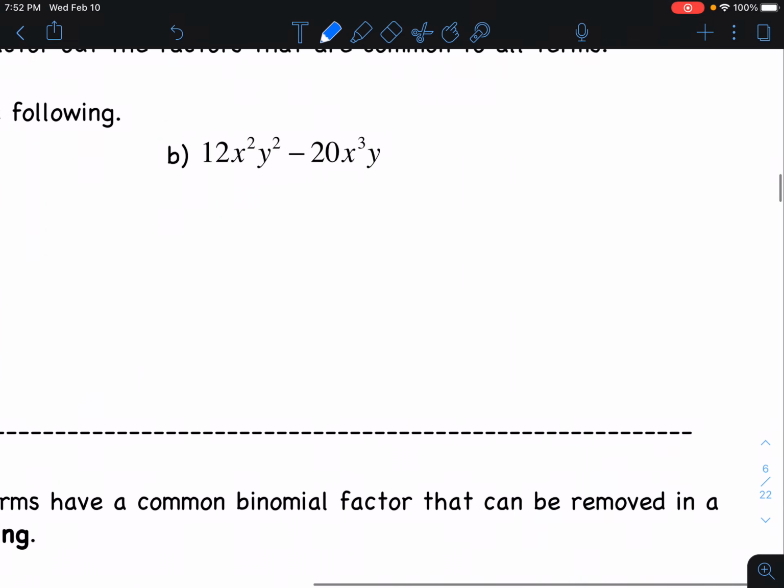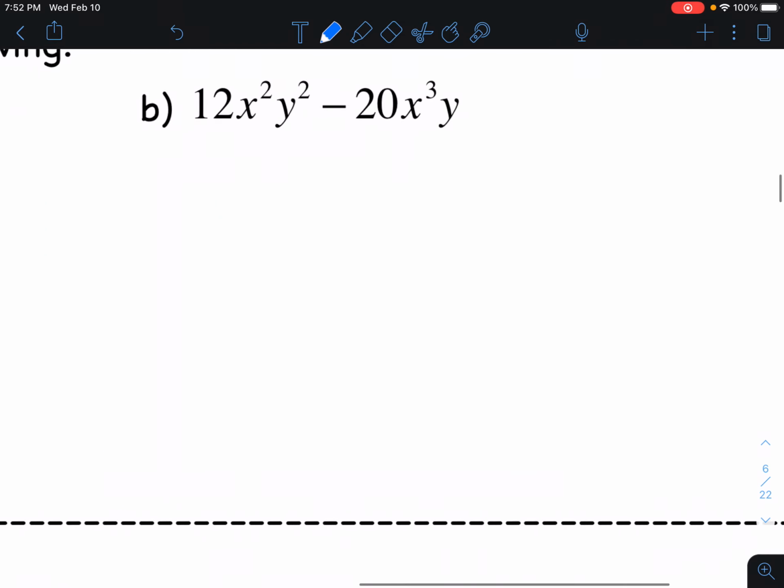Okay, let's try another one. What is the GCF of 12 and 20? Now, if you said 2, you'd be half correct. It's a common factor, but it is not the greatest common factor. So what is the biggest number that multiplies into 12 and 20 evenly? That would be 4. So our GCF starts off with a 4.